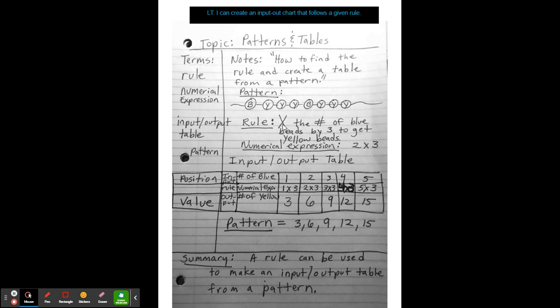They said the rule was times the number of blue beads by 3 to get the yellow beads. Let's go back to the video. And remember, at any time you can pause this particular video so that you can write the notes.